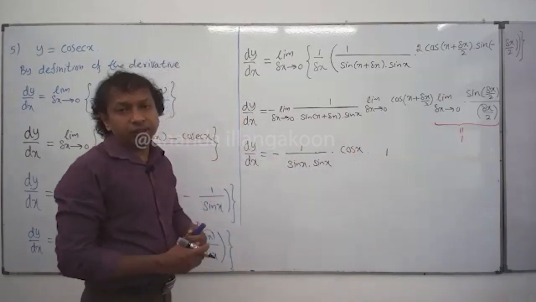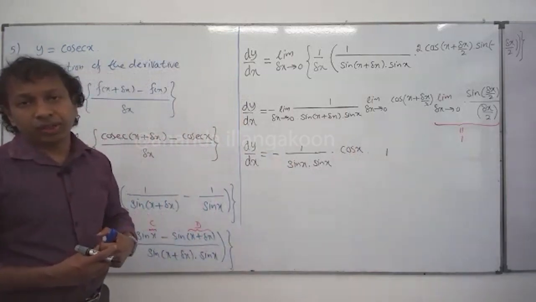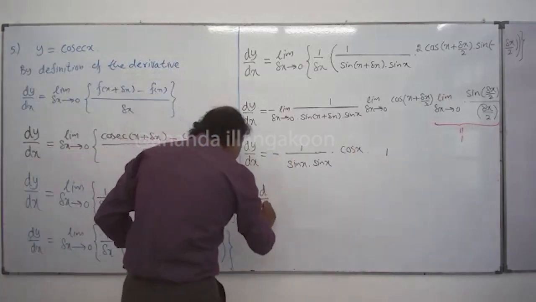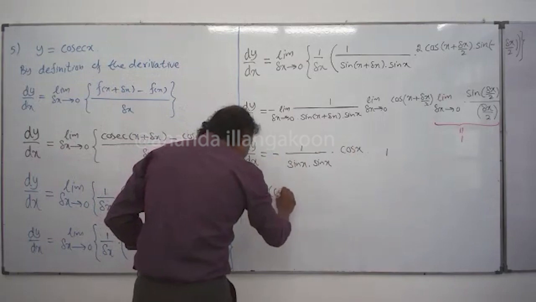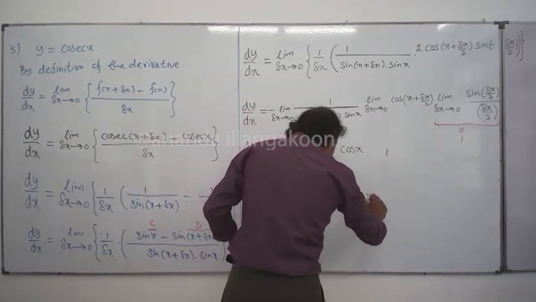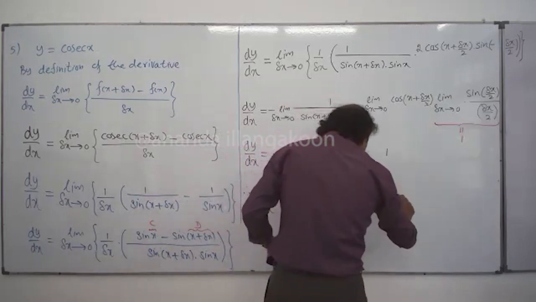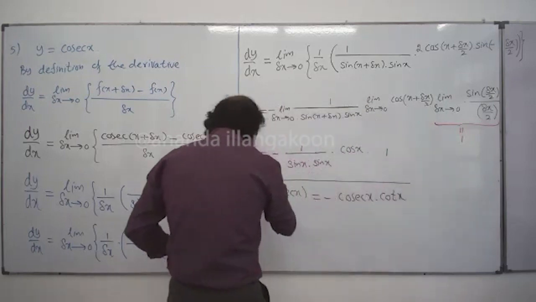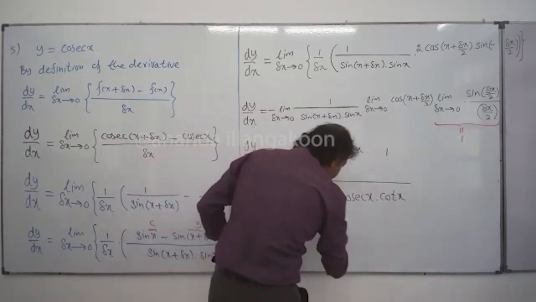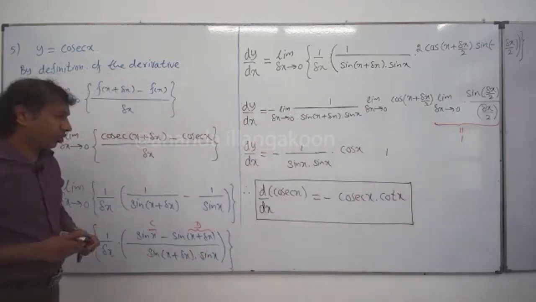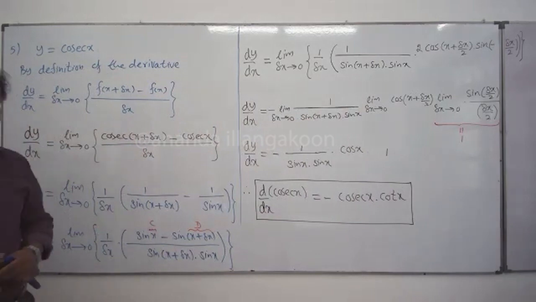Therefore, the result is minus cosec x cot x is the derivative of cosec x. Therefore, you get d upon dx of cosec x is, people, minus cosec x into cot x. This result you should remember, and meantime you should know how to derive this result. d over dx cosec x is minus cosec x cot x. This is how we get that result.